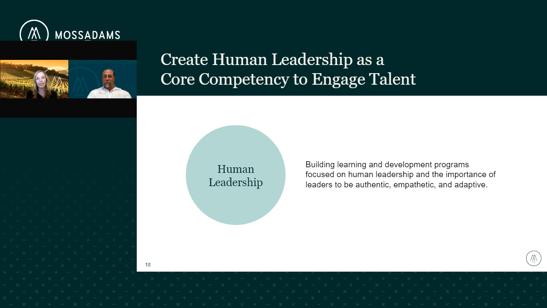So, creating human leadership as a core competency to engage talent. What does this really mean? When we talk about human leadership, this is all about putting the people first and recognizing that employees are the most valuable asset of any organization. So building learning and development programs focused on human leadership and the importance of leaders, and building out empathetic and adaptive programs, is a really core fundamental in building out a human leadership program. Learning and development programs focused on this can really build out these skills.